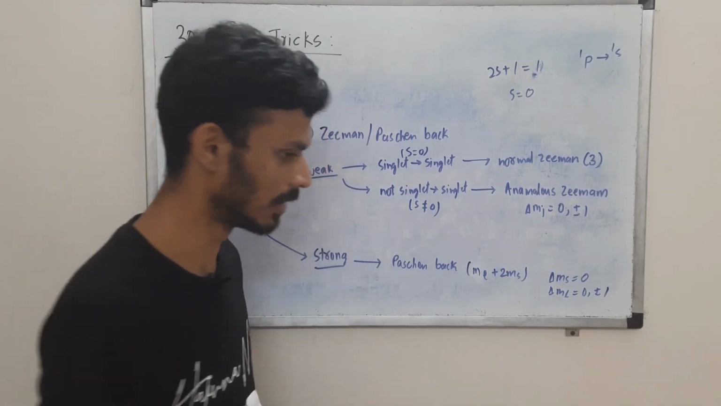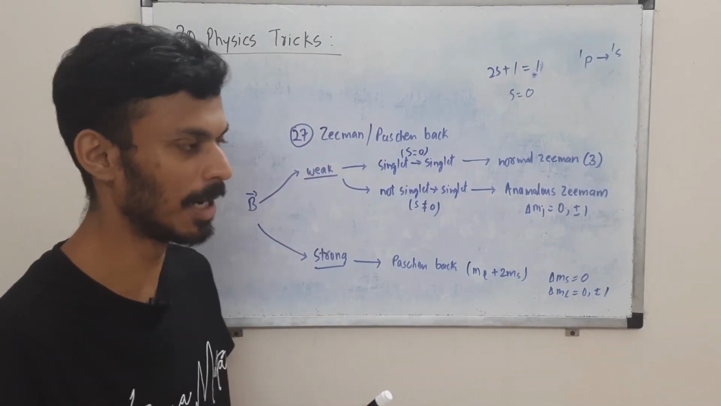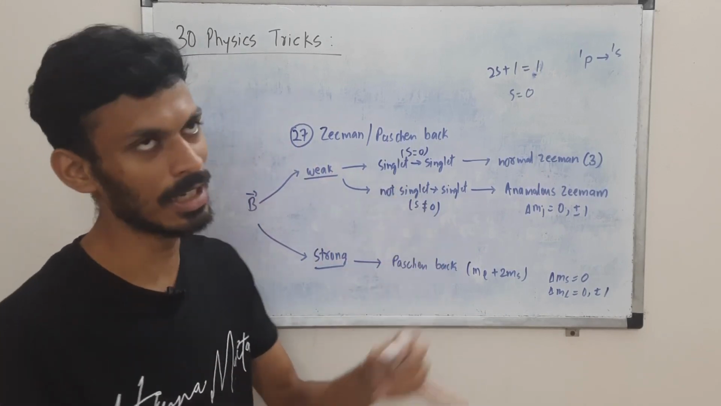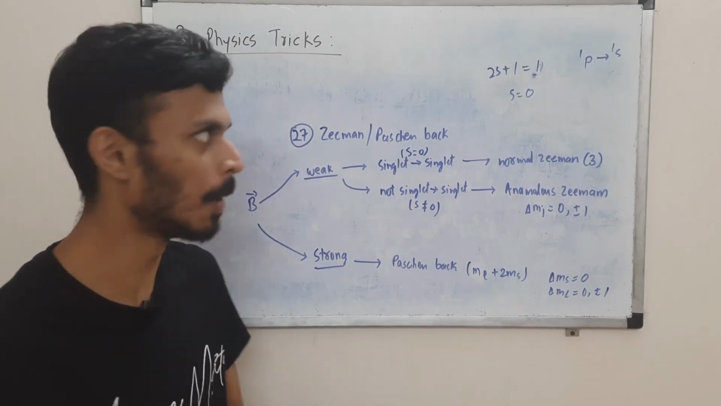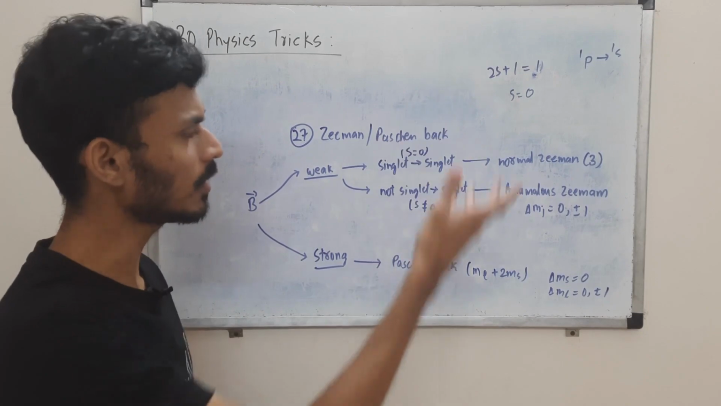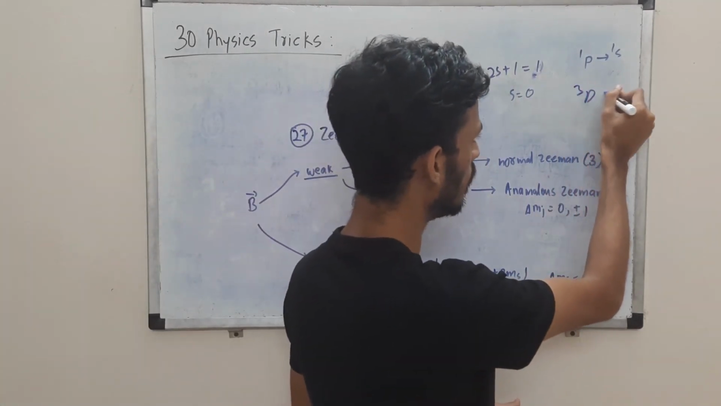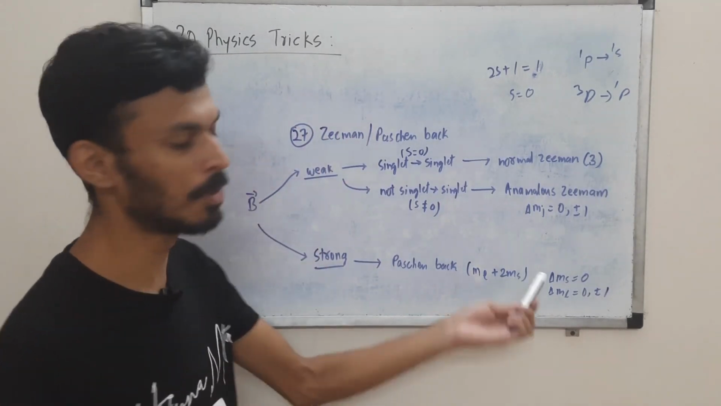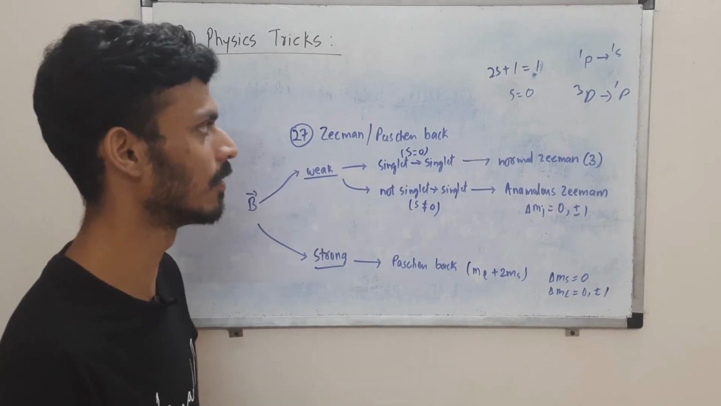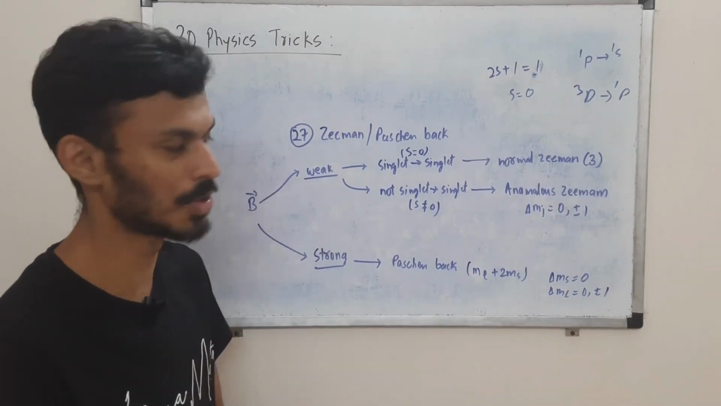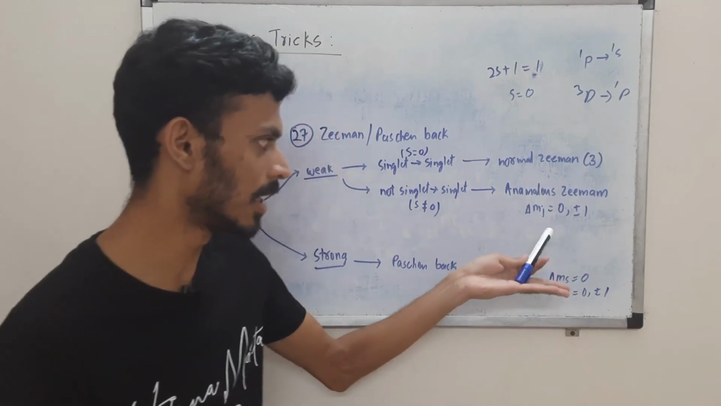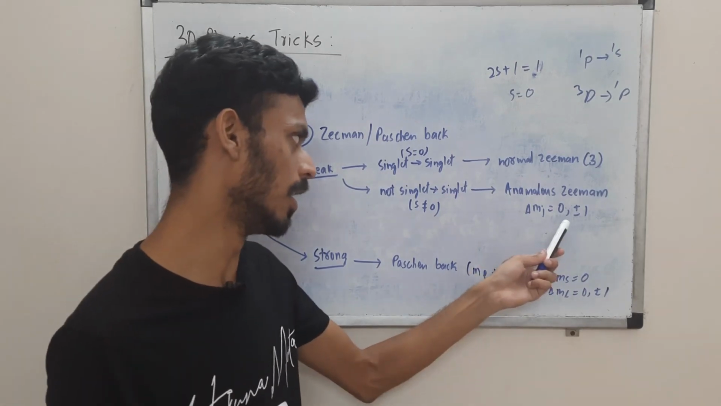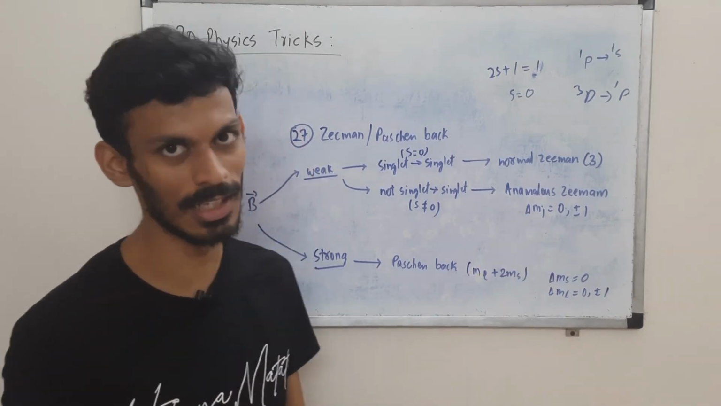If it's weak, we have a debate, it can be anomalous or normal Zeeman effect in the case of weak magnetic field. When it is not singlet to singlet, it can be any other case, for instance 3D to P, whatever, those transitions will be the anomalous Zeeman effect in case of weak field. I hope the flow is clearly understood. In case of anomalous Zeeman effect, you just have to find possible mj's and watch for mj equal to 0 and mj equal to plus minus 1 transitions between the levels.